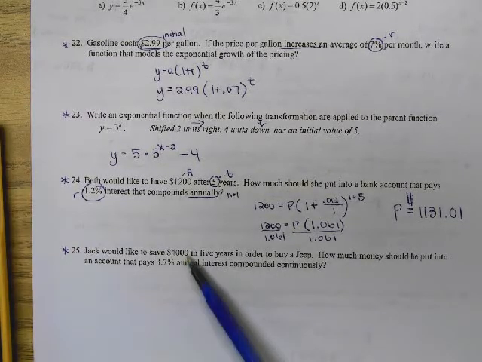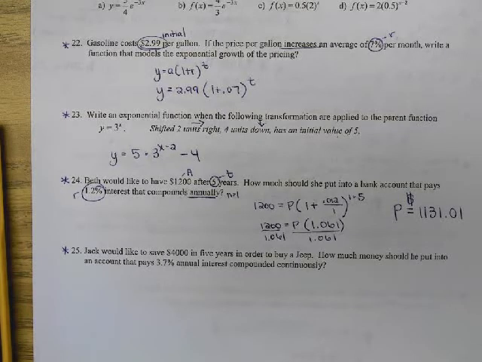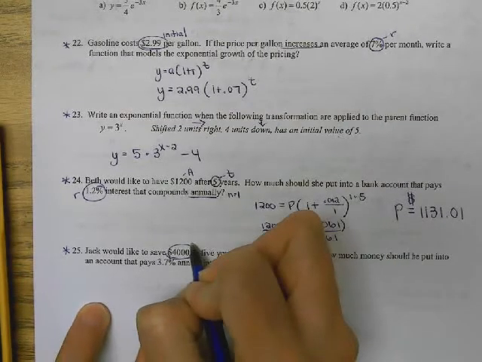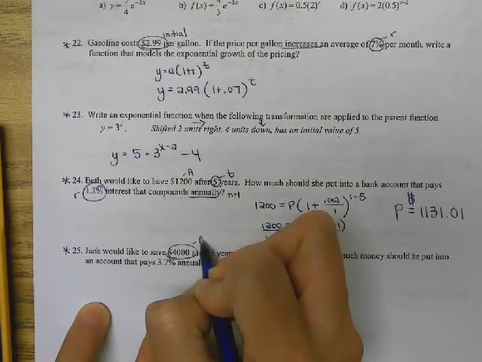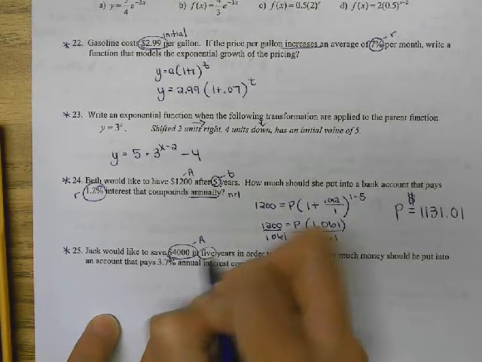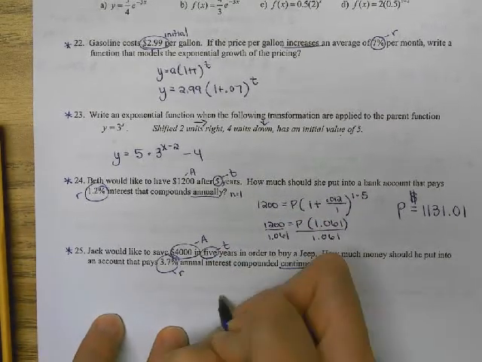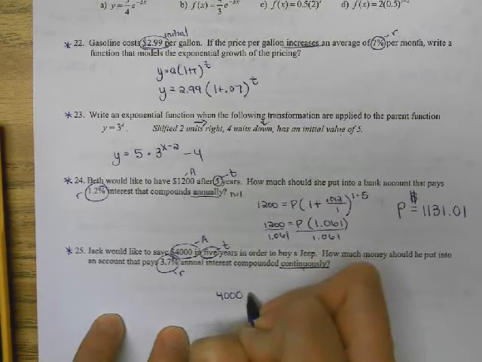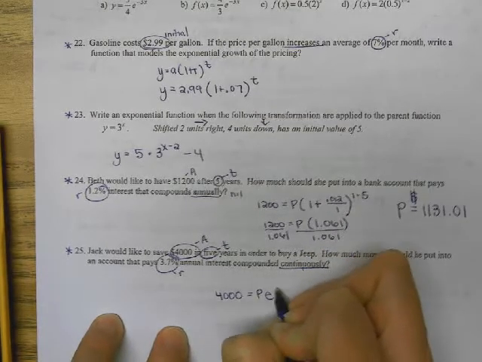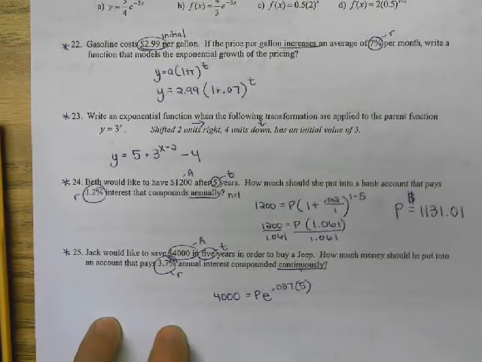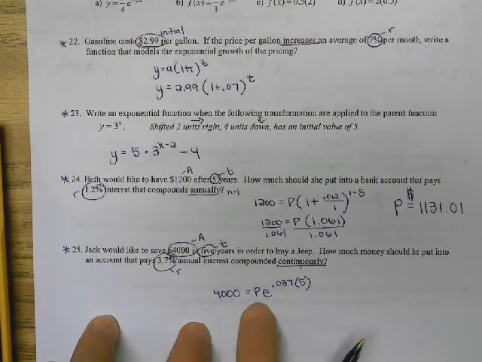All right. Similar problem, so Jack would like to save $4,000 in 5 years in order to buy a Jeep. So how much would he put into an account that pays 3.7% annual interest compounded continuously? So 4,000 is what you want, and 5 years is time, 3.7 is my r, but this time I'm compounding continuously. So remember I use a different equation, I use PERT. So 4,000 equals P times e to the rt. So I want to be able to find P.